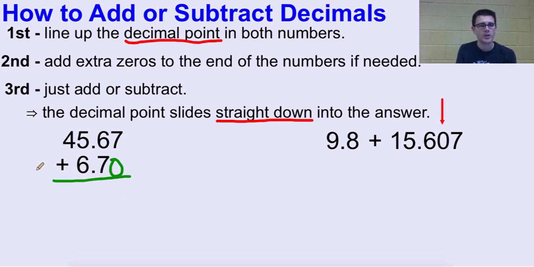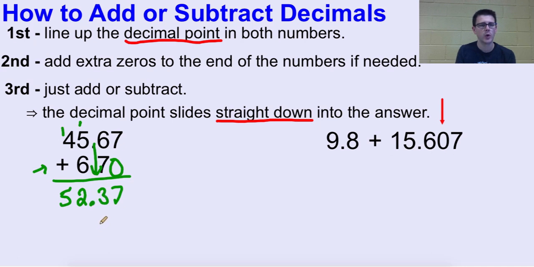And then always check to see what kind of a problem am I doing. Well, I'm doing an addition problem. So 7 plus 0 is 7. 6 plus 7 is 13. So I'm going to carry the 1. 1 plus 5 is 6. Plus 6 is 12. Carry my 1. 1 plus 4 is 5. And then that decimal is just going to slide straight down into my answer.